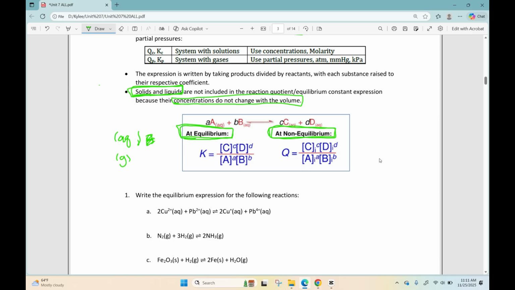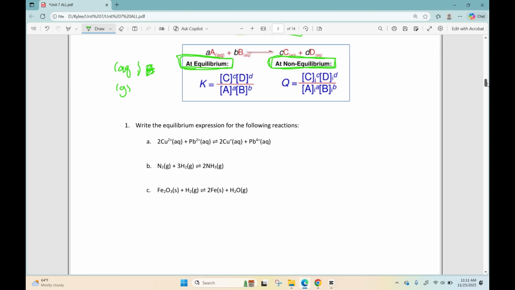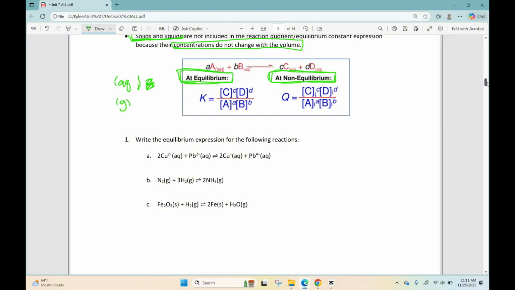So we have some example problems where they're asking us to write the equilibrium expression, and we want to think of that as the equilibrium equation. Let's just practice this. On letter A, this is a net ionic equation, so they've already canceled out the spectator ions. I always want to put products on top, so copper raised to its coefficient, and my other product is lead. Lead has no coefficient, divided by my reactants.